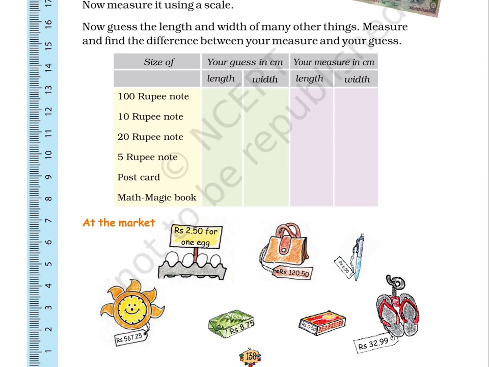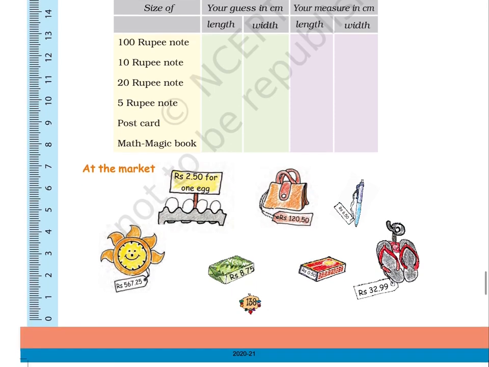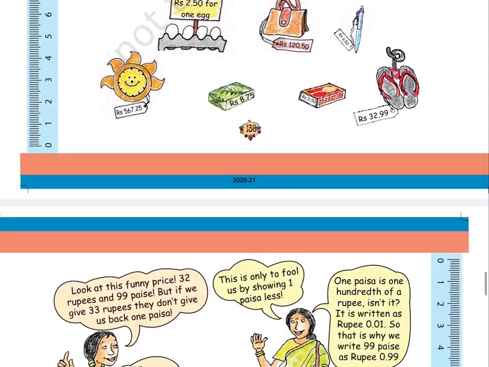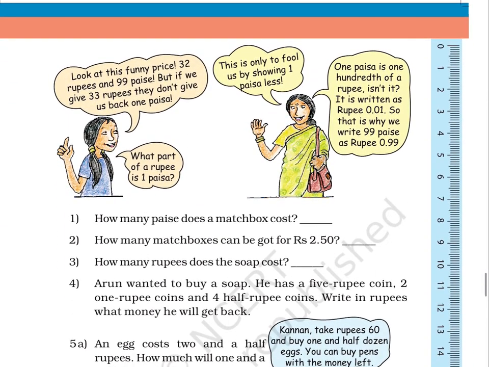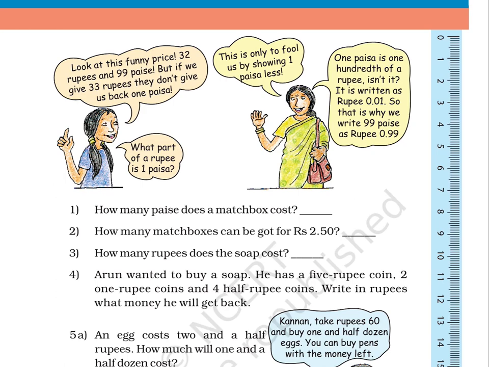At the market, we see many different items with their price tags displayed in the market. Page 139. A girl and a woman are conversing with each other. The girl says, "Look at this funny price, 32 rupees and 99 paise. But if we give 33 rupees, they don't give us back 1 paisa." The woman says, "This is only to fool us by showing 1 paisa less."